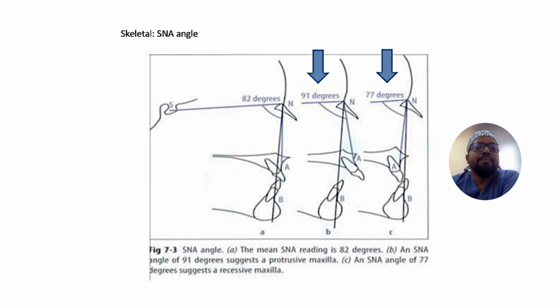Here is one example you can see: 82 degrees, 91 degrees, 77 degrees. So 82 is the average, and the upper and lower jaw look normal. When 91, you can see the upper jaw is prognathic. And 77, the lower jaw is prognathic. This is how we interpret SNA.